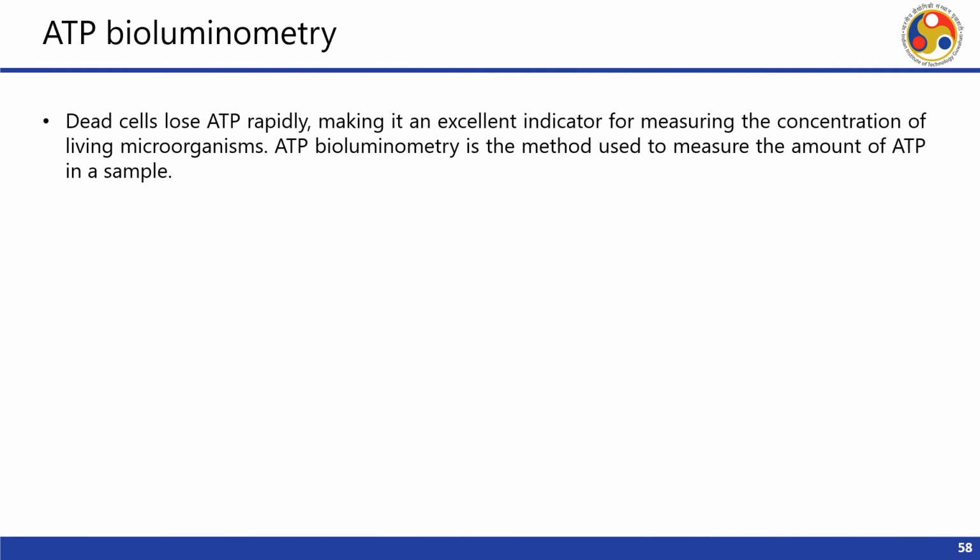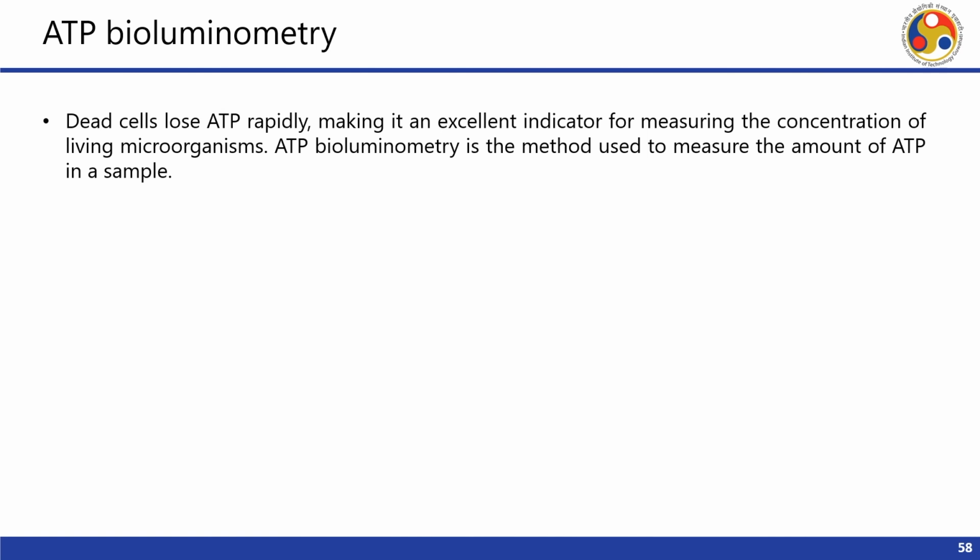Another method that is used for estimation of cell numbers is ATP bioluminometry. Cells lose ATP rapidly, making it an excellent indicator for measuring the concentration of living microorganisms. All the other methods we discussed earlier, many of them measure both the dead and the live bacterial cells together. But with this we can separate that reading very easily.